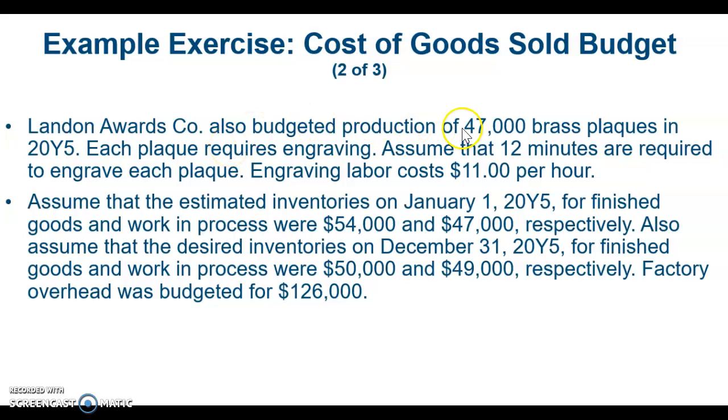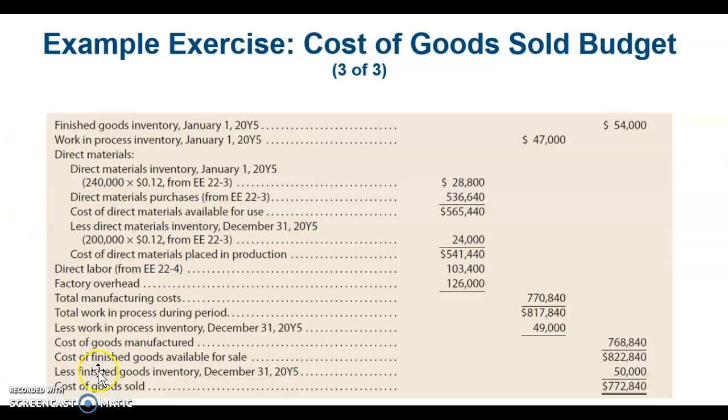Okay, so remember we budgeted $47,000 in 2025. It takes 12 minutes to engrave each plaque, and the engraving labor costs $11 per hour. Our estimated inventory for finished goods, this is new information provided here. Beginning finished goods is 54,000 and beginning work in process is 47,000. So we have the desired ending inventory and factory overhead. These are the numbers we're going to drop into the cost of goods sold budget.